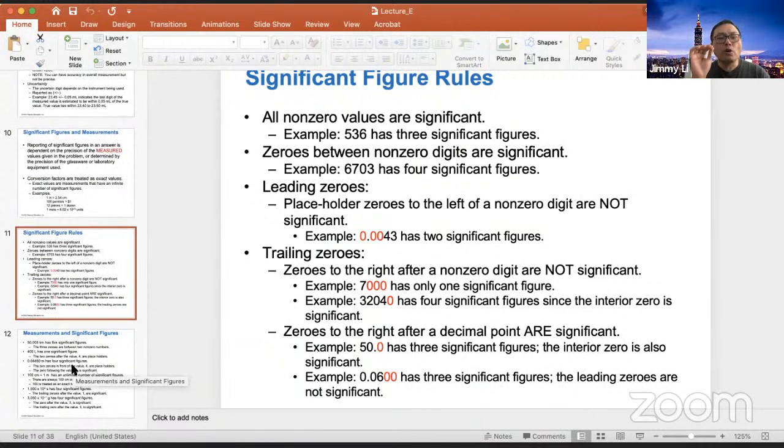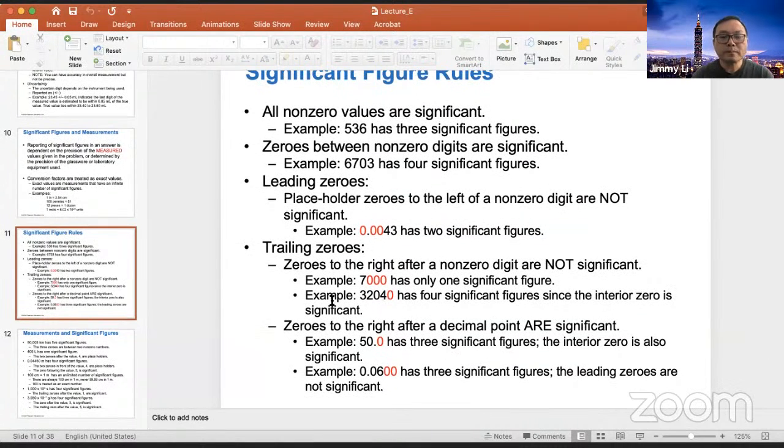The harder part is the zero. A zero in the middle is fine, because a zero in the middle always counts. What about a zero at the end? That's what they are talking about here, a trailing zero. If the zeros are to the right after the last non-zero digit, they're not significant. For example, when they talk about 7,000, we don't count those zeros. When you write 7,000, we just count one significant figure.